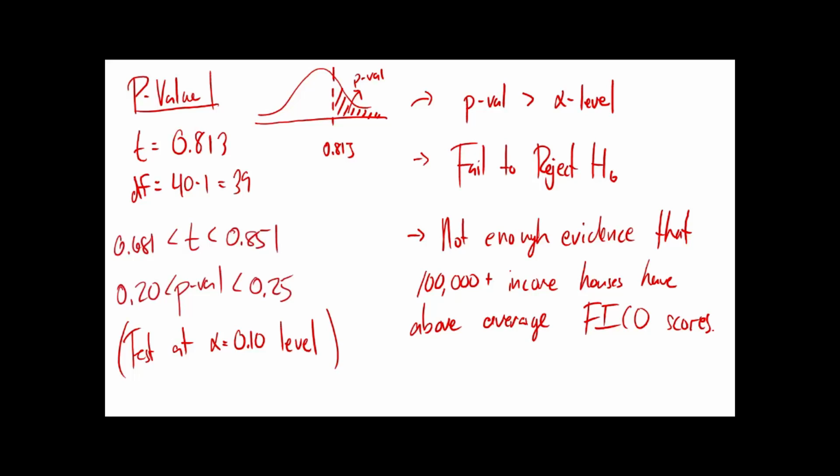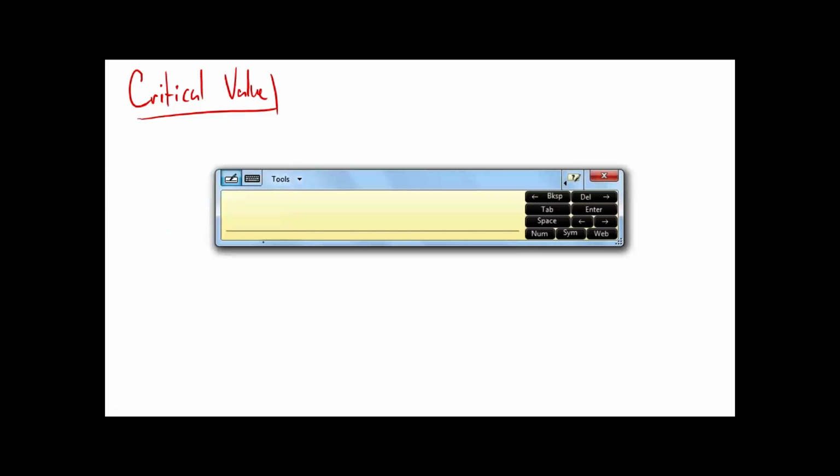Questions about this example? Is the p-value the only way we could have done it? No, not necessarily. We could have taken a critical value approach and hopefully reached the same results. So let's say we wanted to do this as a critical value. Okay. So say with a critical value, our first step is to go get the cutoff. So let's say our alpha level was 0.10. So we need to go get the t value where 10% is above, right?